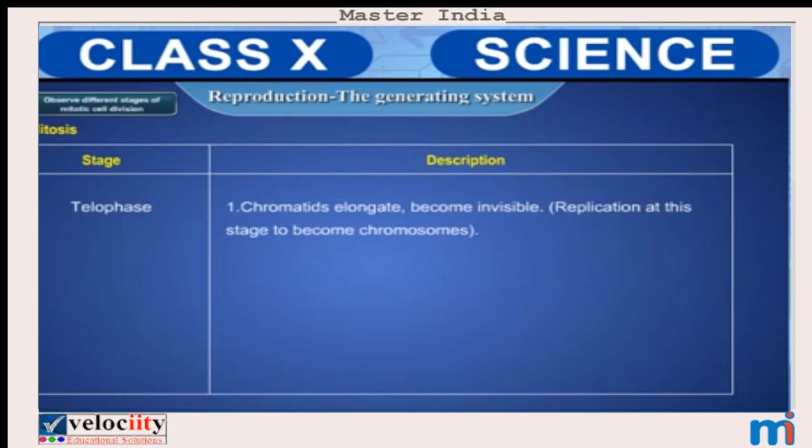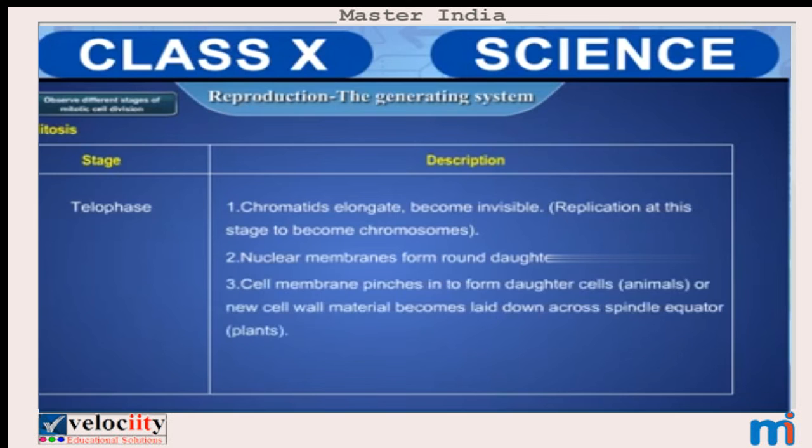Replication at this stage to become chromosomes. Nuclear membranes form round daughter nuclei. Cell membrane pinches in to form daughter cells. In plants, new cell wall material becomes laid down across the spindle equator. Nucleus divides into 2 and division of cytoplasm starts.